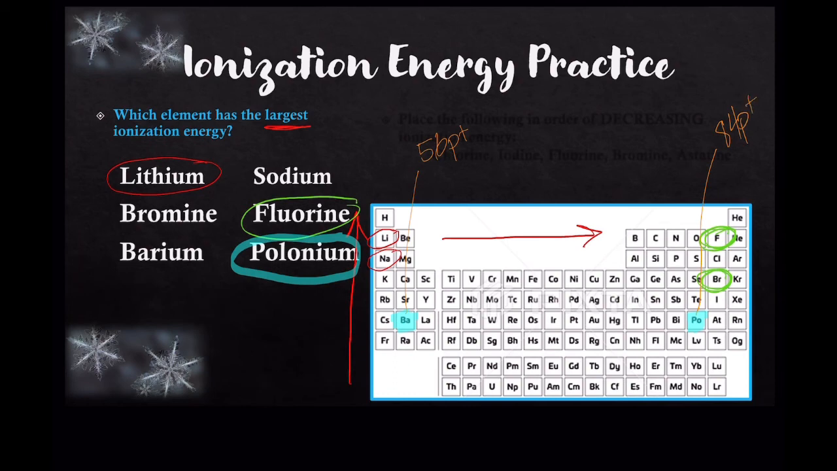So because polonium has a higher effective nuclear charge, because the effective nuclear charge is greater than barium's, it is able to exert a stronger force of attraction on the valence electrons, pulling them closer in. And as a result, even though polonium and barium are both metals, it's going to require more energy to take away an electron from polonium than it is from barium, due to that difference in effective nuclear charge, due to that difference in the number of protons in its nucleus.